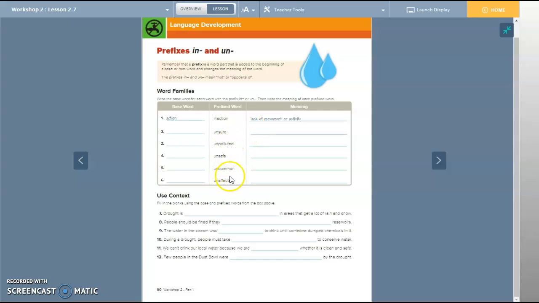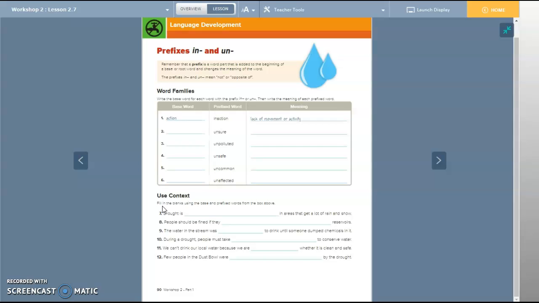Okay, I want you to do the next four on your own: unpolluted, unsafe, uncommon, and unaffected. So go ahead, pause the video right here and do these. Once you're finished with these, you will move on to these. So go ahead and pause. All right.